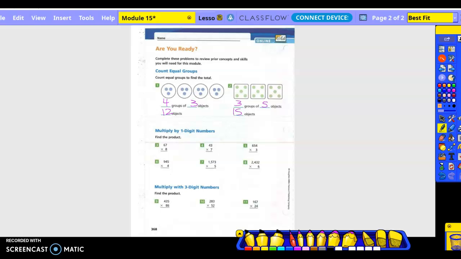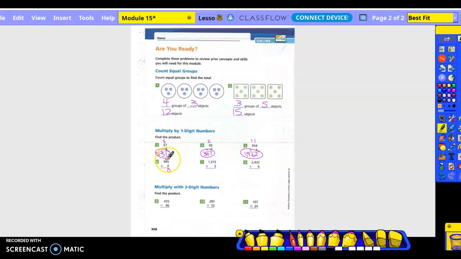Find the product. 7 times 8 is 56. Carry the 5. 8 times 6 is 48, plus 5 is 53. Okay, 7 times 3 is 21. Carry the 2. 7 times 4 is 28, plus 2 is 30. 3 times 4 is 12. Carry the 1. 3 times 5 is 15, plus 1 is 16. Carry the 1. 3 times 6 is 18. Plus 1 is 19. So 1,962. 5 times 4 is 20.